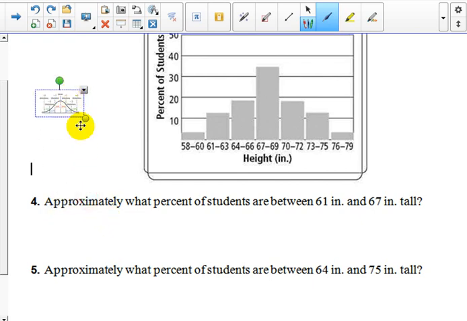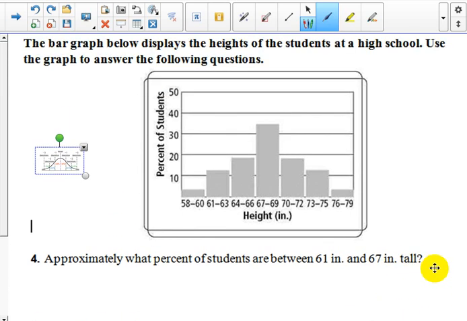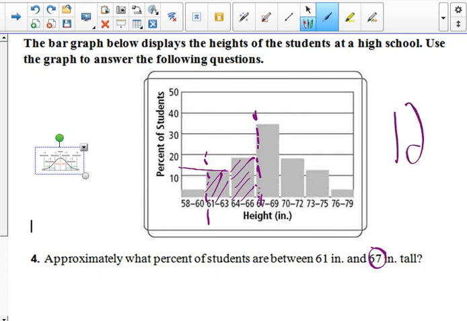So it says approximately what percent of students are between 61 and 67 inches tall? Okay, so 61 is right here, begins there, and 67 starts right there. So they want between 61 and 67, so we're just talking about this one and this one. So where do those fall? Where does the first range fall? At about 12. I agree.